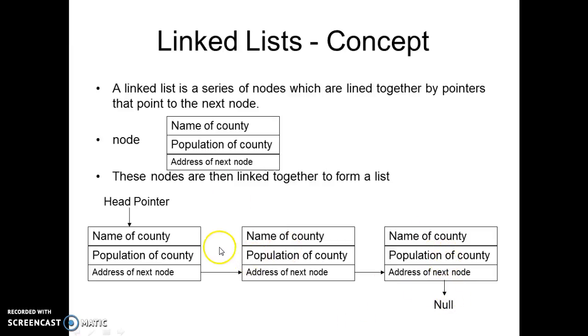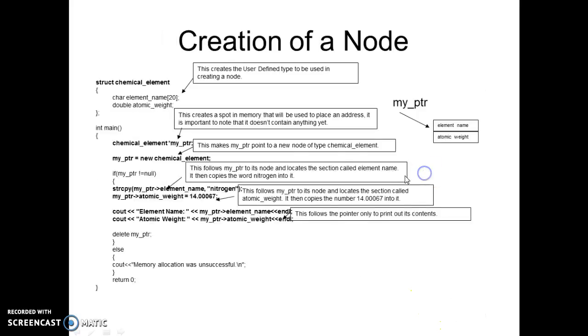Now, if we only had one element in this particular linked list, the address of the next node would point to null. Null is a way to figure out where the end is, and you have to remember that as we go through.